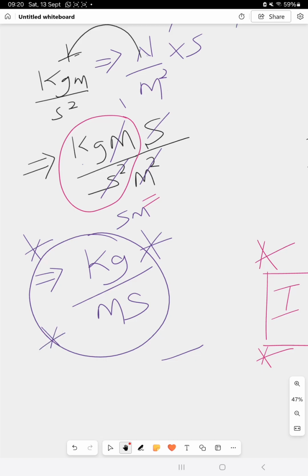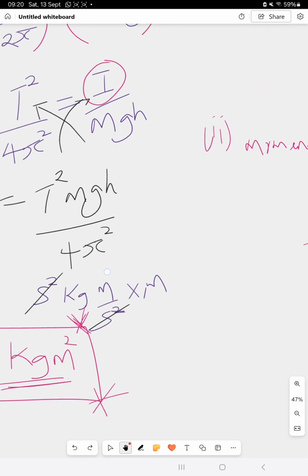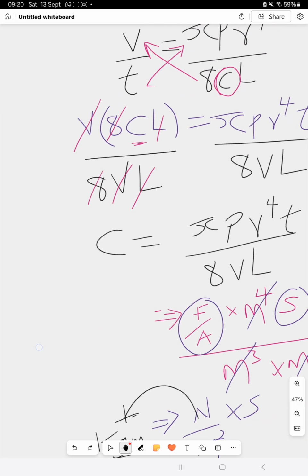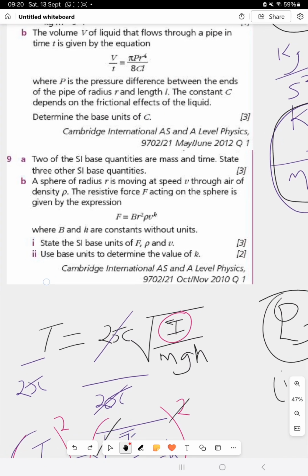Let's go to the last question. Let's go and do the last question. Back to the last question now. Last question says, where is the last question? Let me check. Just a minute. Yeah, here is the last question.